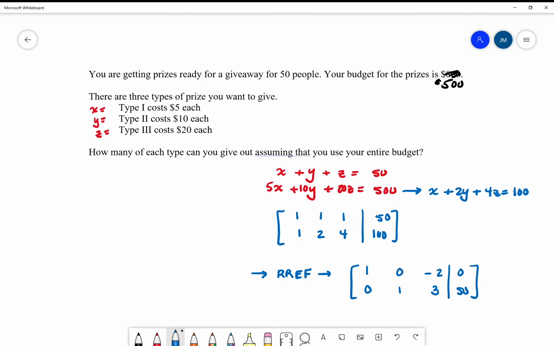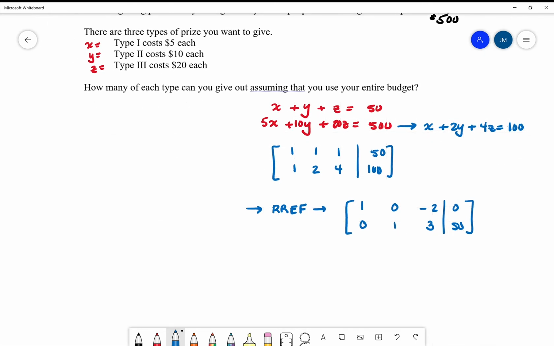So what on earth does that mean? Well, that means that the corresponding solution written in a simpler form is this. So let's just remember what this translates back to. This means that we have x minus 2z equals 0, which in short means that x is equal to 2z. And we have y plus 3z equals 50, which means y is equal to 50 minus 3z. Notice I'm solving for x and y, because what it looks like is that x and y are both controlled by z, and z can be basically anything, right?